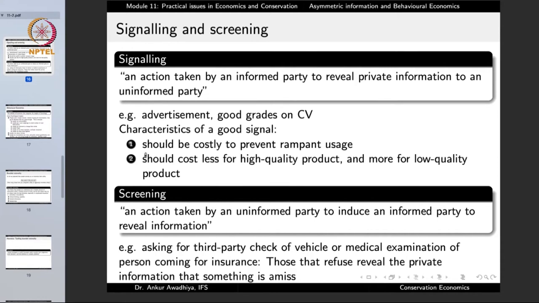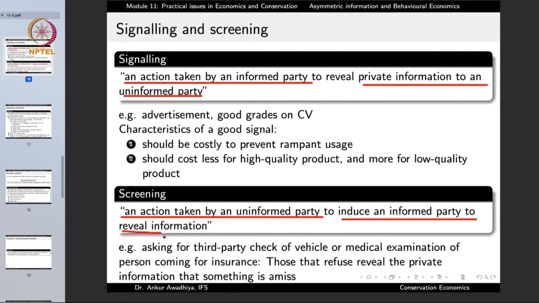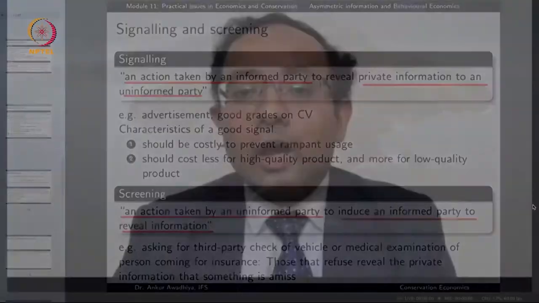So the difference between signaling and screening is that signaling is an action taken by an informed party. Screening is an action taken by an uninformed party. And in both cases, the motive is the same: to get the private information out to the uninformed party, or to induce the informed party to reveal the information. So in both cases, the aim is to take the information out of the informed party and give it to the uninformed party so that the situation of asymmetric information gets solved.